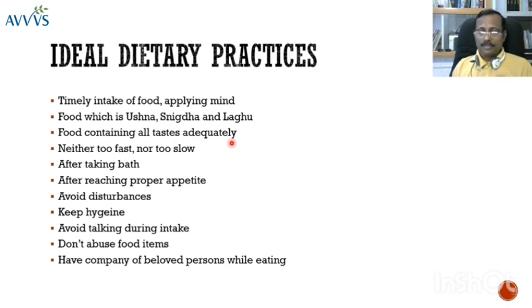If you ensure the presence of all the tastes in the food material, that means all the types of food, like grains, fruits, and vegetables, will be there. If you ensure the presence of all the tastes, all the food groups will be included in the food. That is the importance of including all the tastes in food materials.